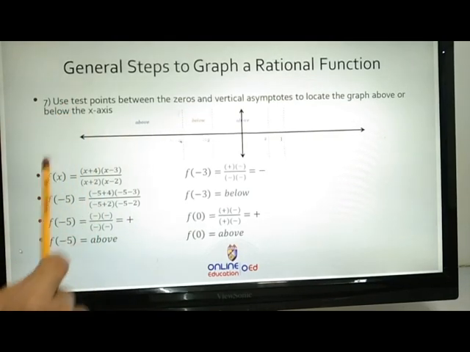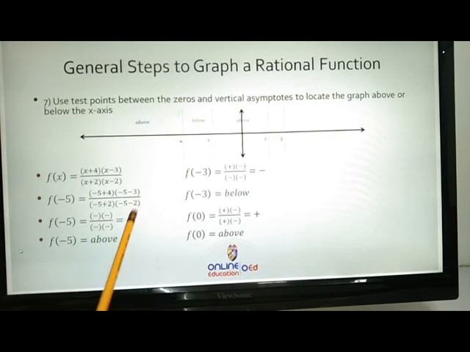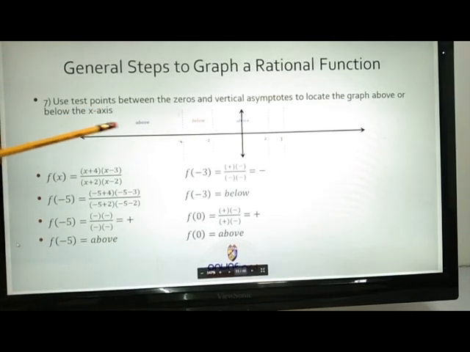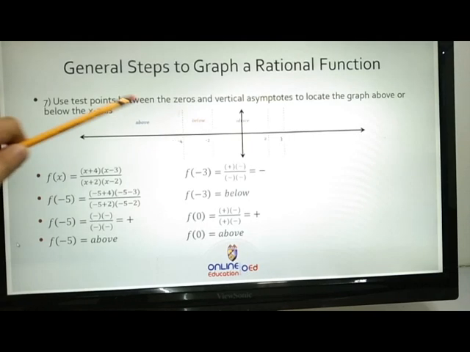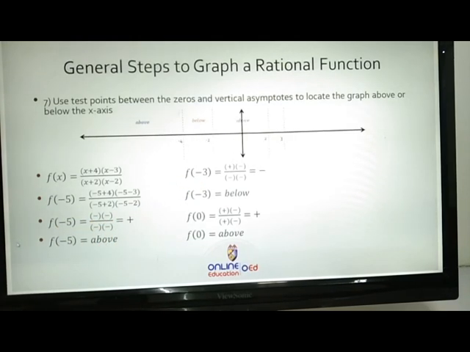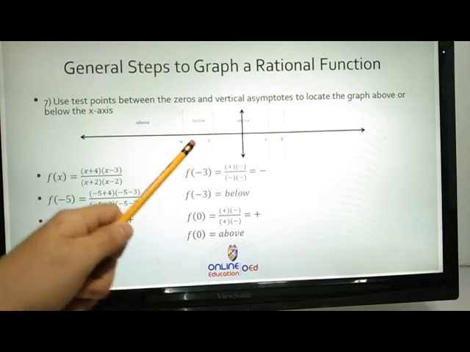Remember, tinetest lang natin yung points between zeros and vertical asymptotes. Okay? So, since negative over negative is positive, then f of negative 5 is above. Okay? Andito, above siya. Okay? Ito yung region niya. Okay? Next, test natin si f of negative 3. Okay? So, halimbawa, negative 3. So, saan siya ba siya?